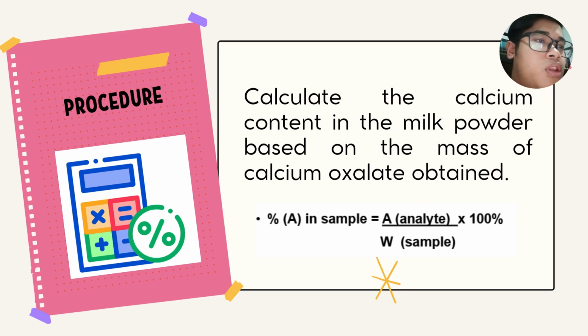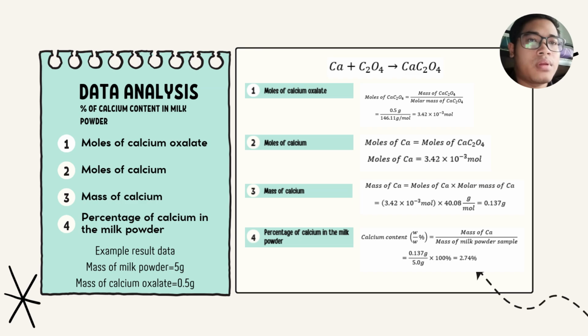The last step of the experiment is to calculate the calcium content in the milk powder based on the mass of calcium oxalate obtained. We can use the formula: percentage of analyte in sample equals weight of analyte over weight of sample, times 100%.